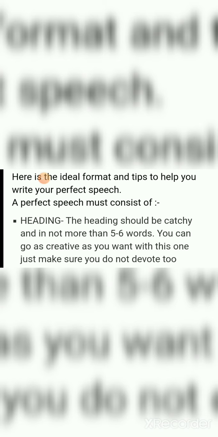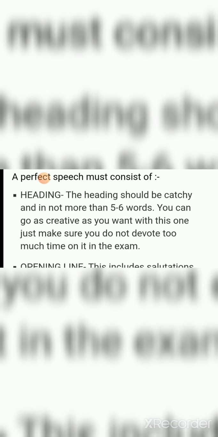So here is the ideal format and tips to help you write your perfect speech. And what does a perfect speech consist of? Let's move to the topic now. A perfect speech must consist of a heading. Very important. Heading, I have given you the maximum limit, one suggestion, always: even though you have a limit of 5 to 6 or up to 7 words, please refrain from this limit, meaning stay away from it. Go very precise. It should be very short. Don't go more than 3 words if you really want to score full marks.